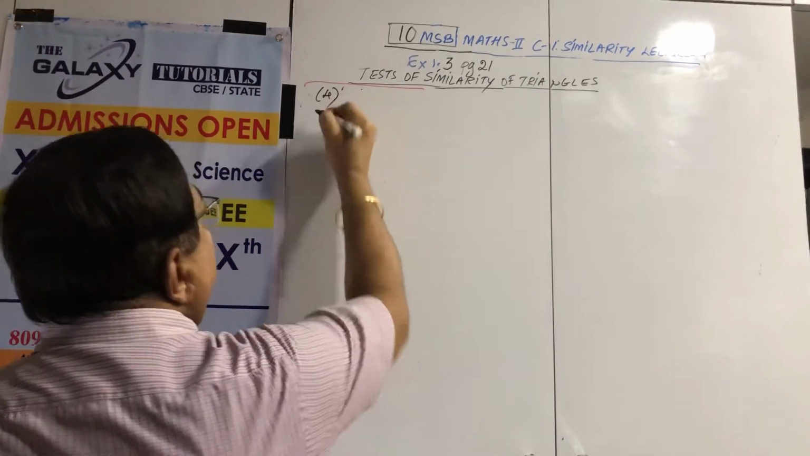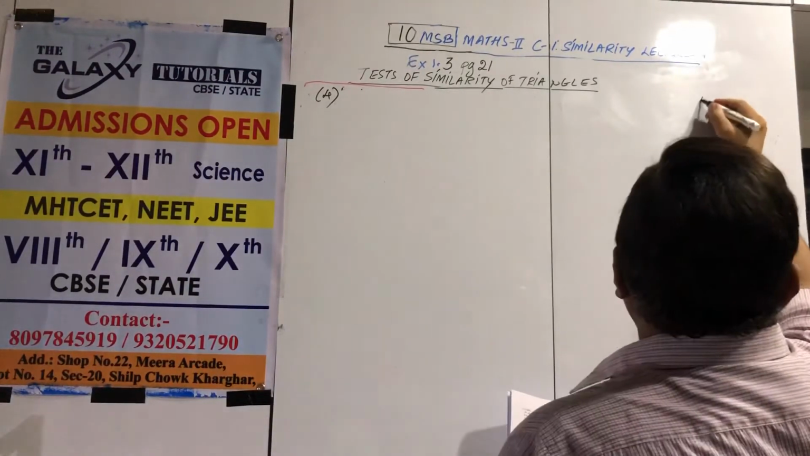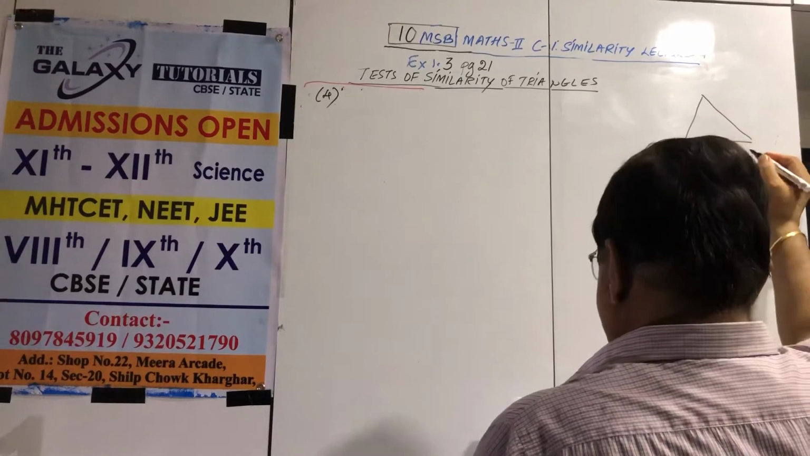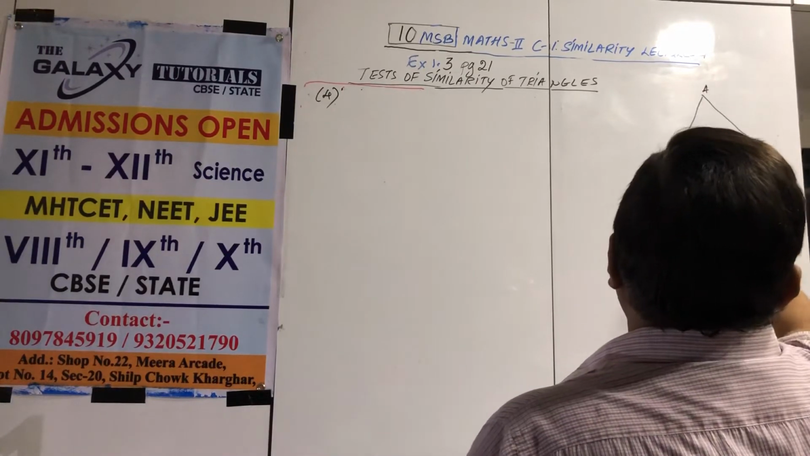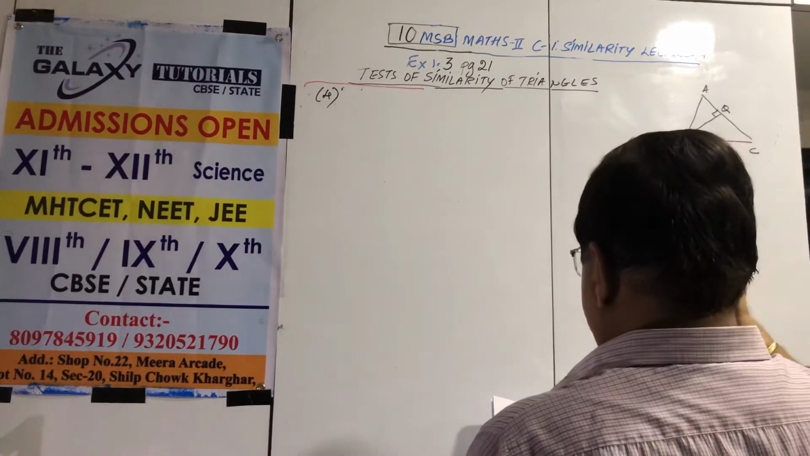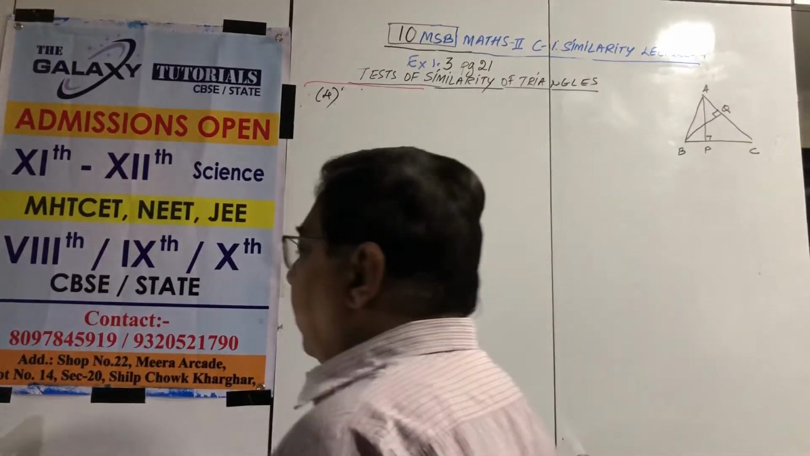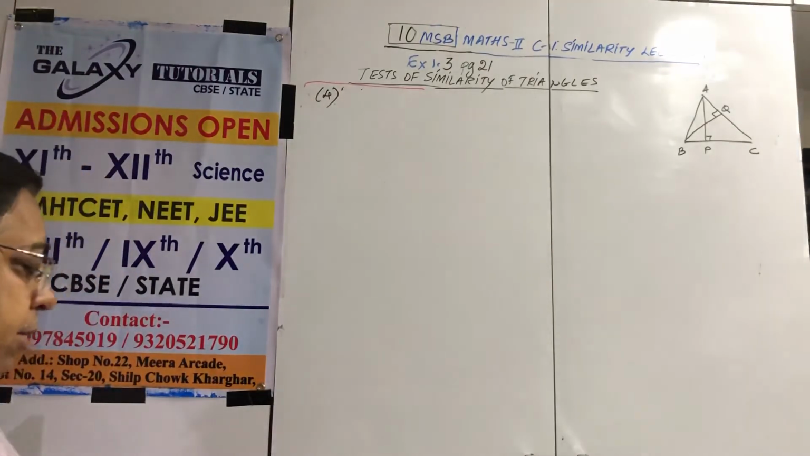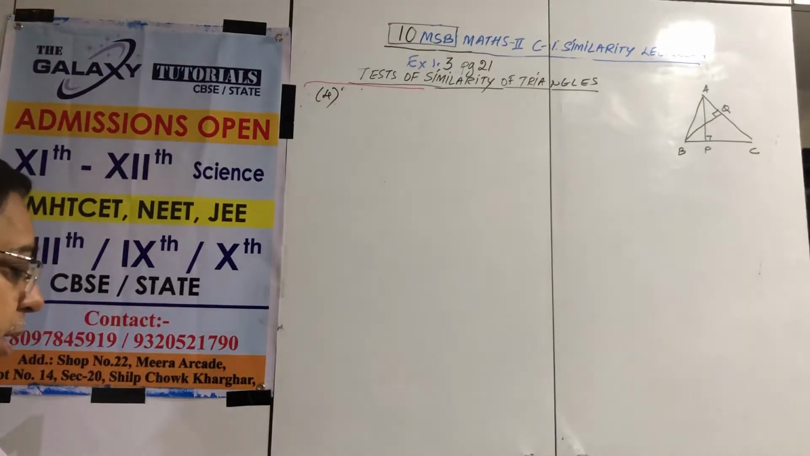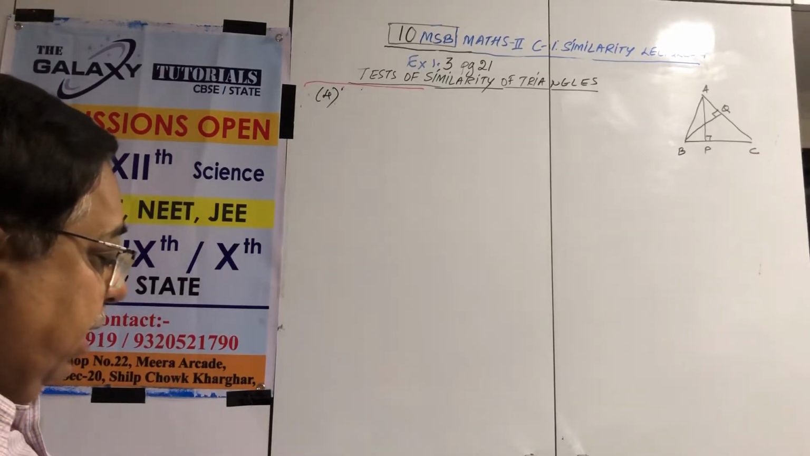Sum number 4 of the textbook. It says, there's a diagram with A, B, C, Q and P. So this is the diagram given. In triangle ABC, AP is perpendicular to BC and BQ is perpendicular to AC. And P lies between B and C and Q lies between A and C.